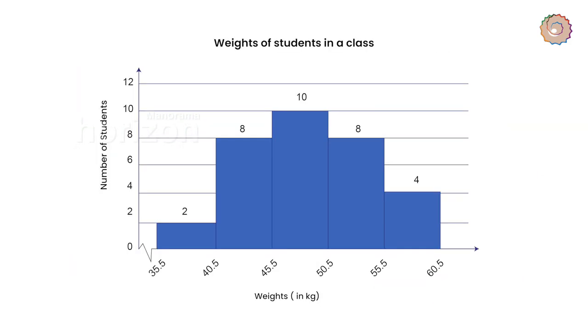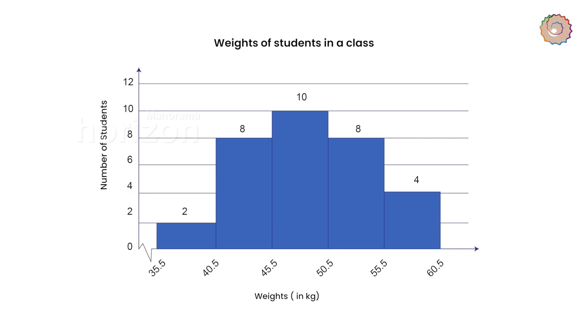The only difference of a histogram from a bar graph is that they are used for continuous class intervals but represent the same as a bar graph. Here, have a look in the weights column. The numbers are given in the form of range, that is 35.5 to 40.5, and the next class interval starts from 40.5 to 45.5, therefore making it a continuous table.